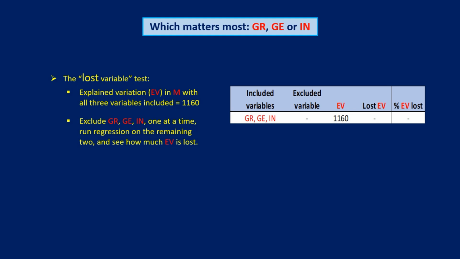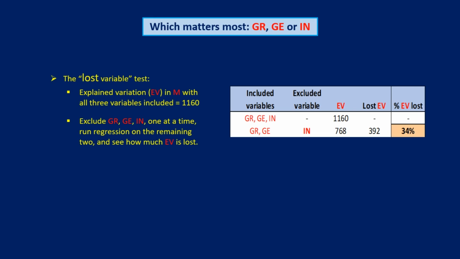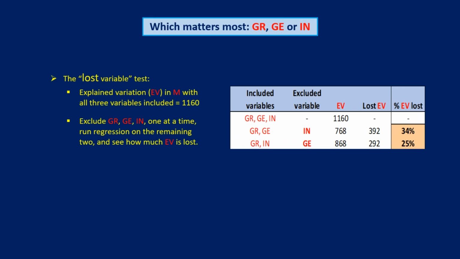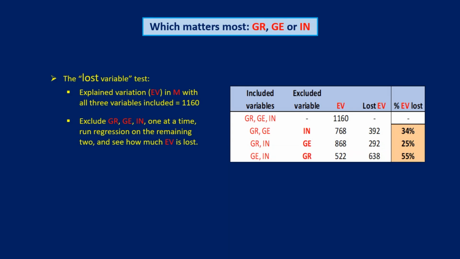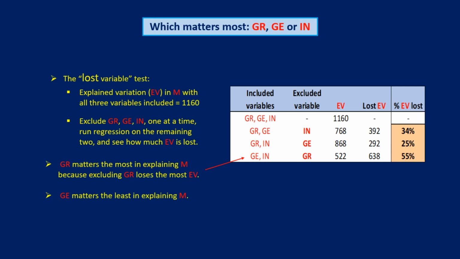When we do the test for each of the three explanatory variables, here's what we find. When we exclude IN and run the regression on GR and GE, combined EV drops by 34%. When we exclude GE and run the regression on GR and IN, EV drops by 25%. And when we exclude GR and run the regression on GE and IN, EV drops by 55%. Which means that grit matters more than genes or privilege in explaining how well riders performed last summer. And privilege matters more than genes.